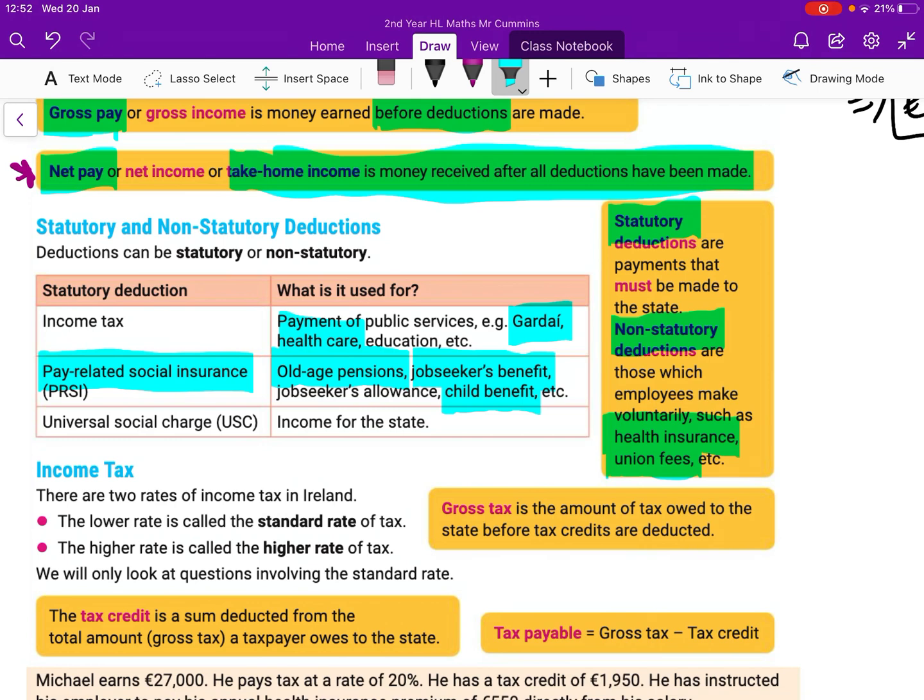So as well as getting your own money, you're paying for all these things in society as well, and it is compulsory. This new one came out after the banking crash, the universal social charge, and that's just money to pay so we can pay back for the financial crash a couple of years ago.